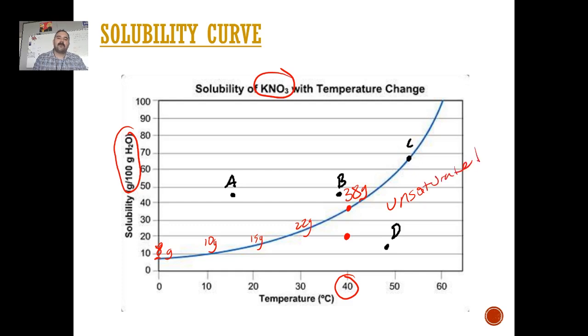What I would do if I were you is draw a little chart, put a line on it, and then label the parts. Underneath the line is unsaturated. What about on the line? On the line is going to be saturated.